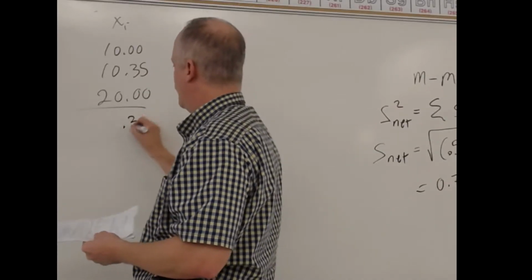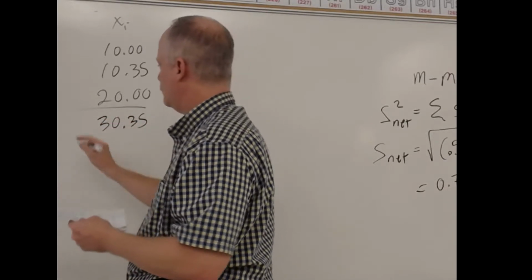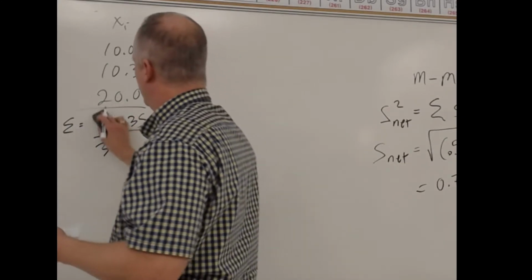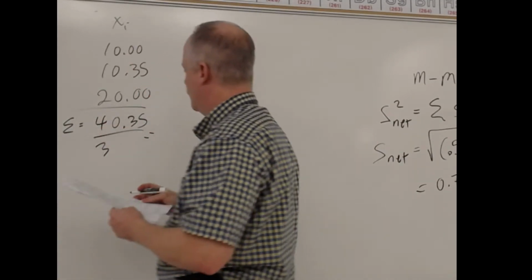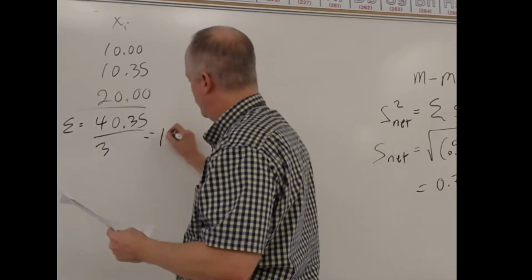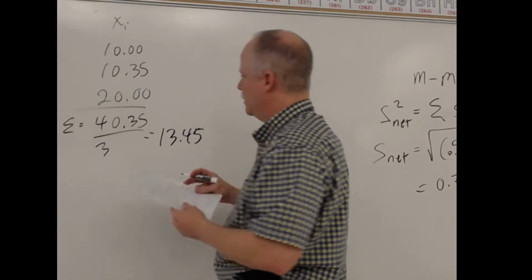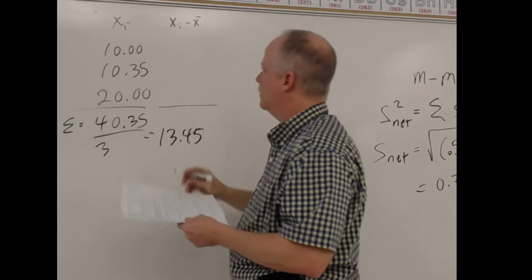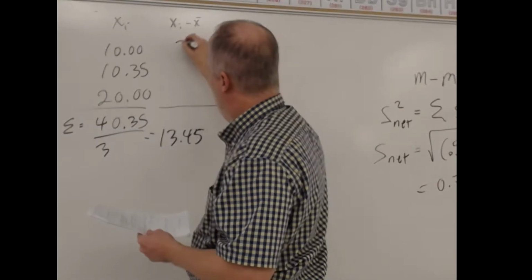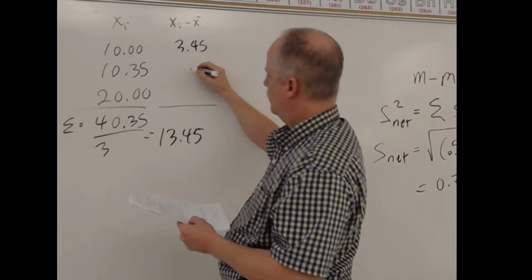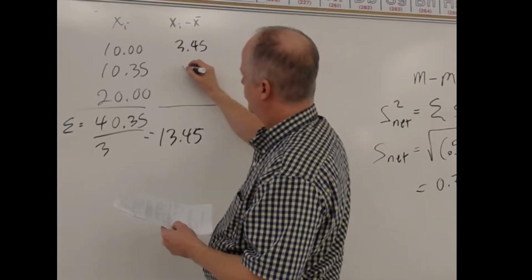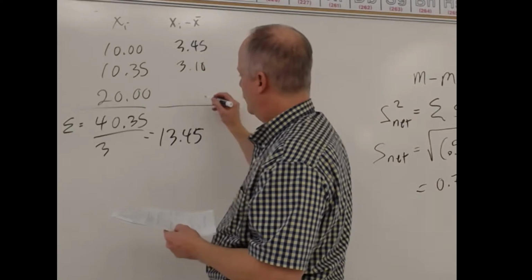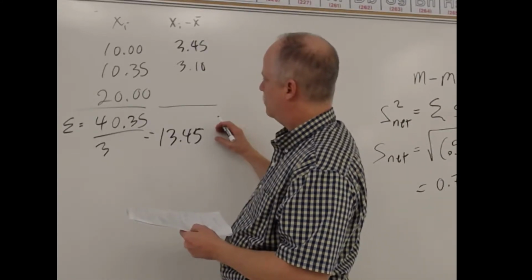So add all those up, we have 35 here and 30. Divide by 3. What's our mean? 13.45. Okay, so 13.45. So now xi minus x bar. That's 3.45, 3.1. We're going to square these, so it doesn't matter what the sign is. And it'll be 6.55.